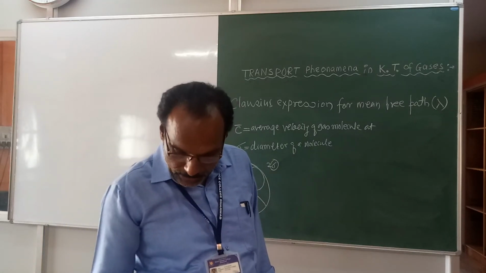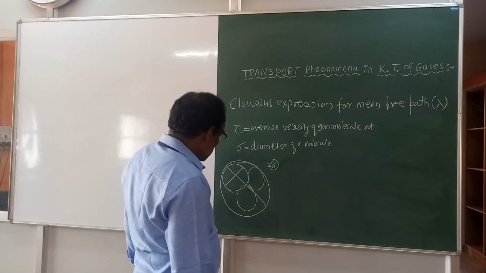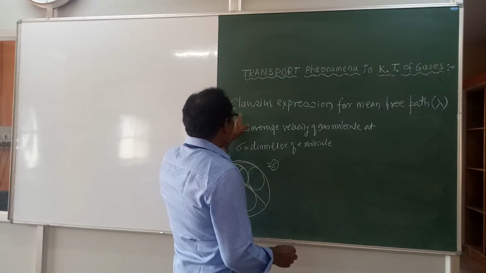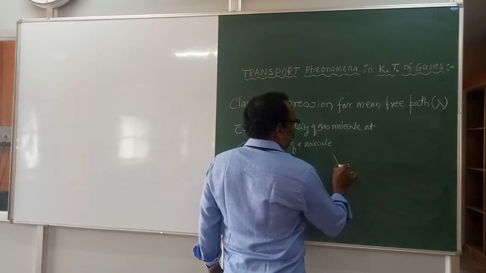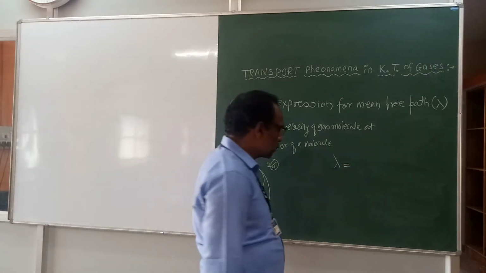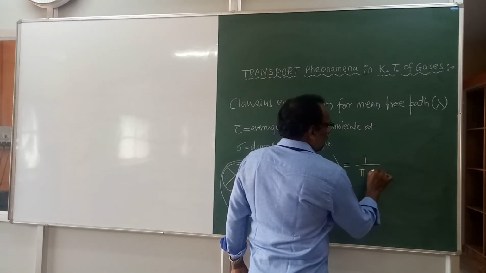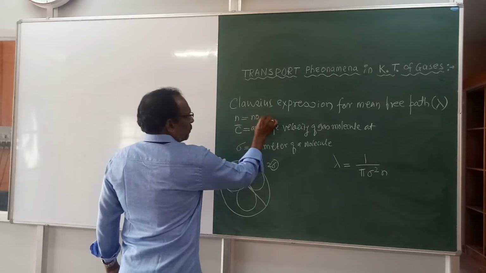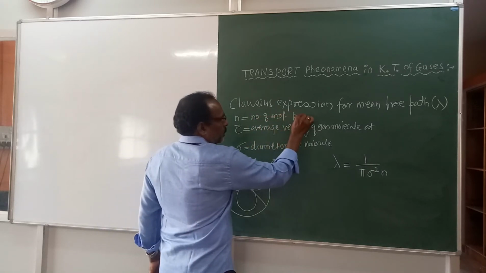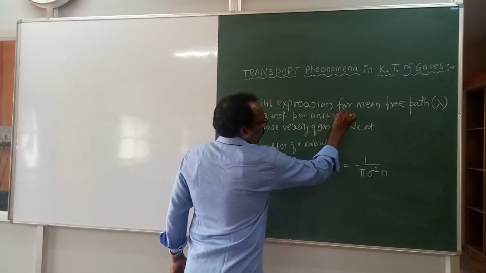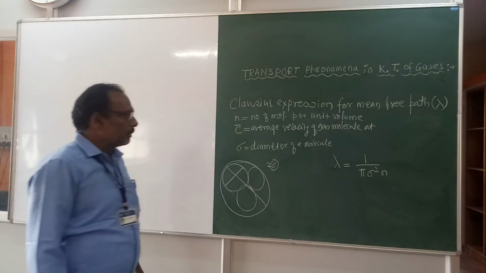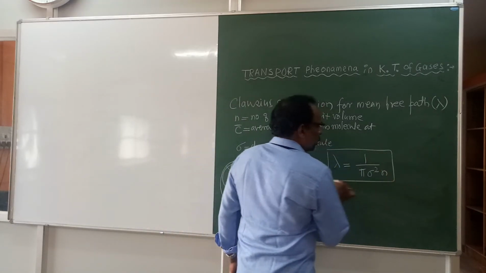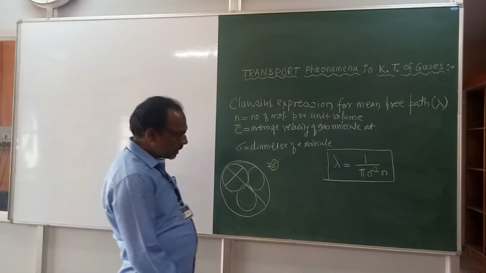So if sigma is the diameter of the molecule, assuming the molecule is spherical in shape, Clausius arrived at an expression for mean free path, and this expression is given by 1 upon pi sigma square n, where n is the number of molecules per unit volume. Sigma is the diameter, half of that is the radius, pi is a symbol, and this is known as the expression given by Clausius.